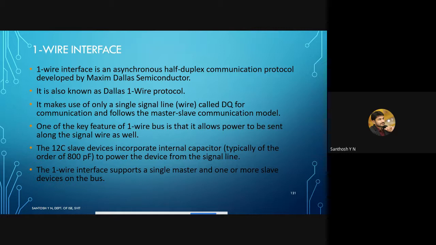So that is the half duplex communication protocol, developed by Maxim Dallas Semiconductor, and it is also known as the Dallas one-wire protocol. It makes use of a single wire, also called DQ, for communication, and follows the master-slave communication model. One key feature of the one-wire bus is that power can be sent along the single wire as well. Whatever power is required to activate this bus is also sent over this wire, called DQ. The one-wire interface supports a single master and one or more slaves.